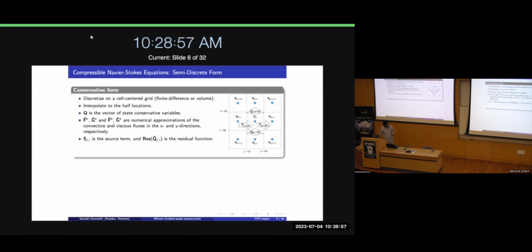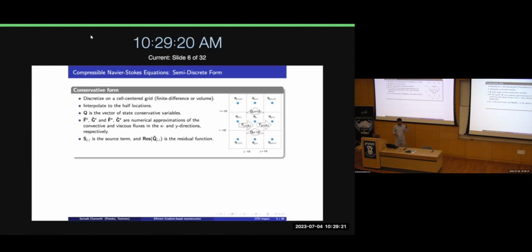Okay, so we discretize our grid on a cell-centered grid. That means all the values are at the cell centers, this Qi, which is the blue dot. And then you need to compute these FV and GC on these half locations, which are denoted by the dotted line, J plus half.